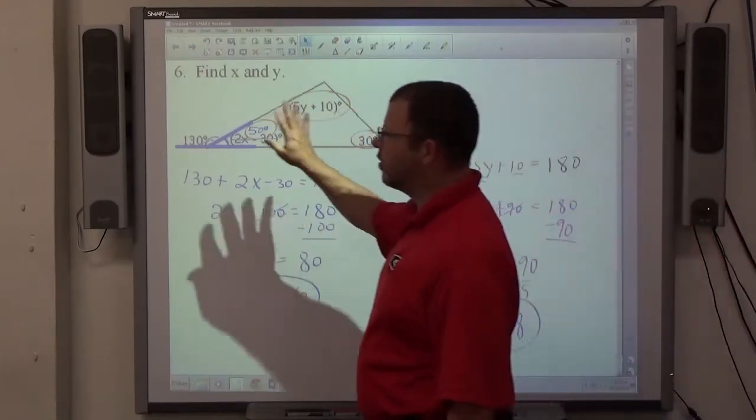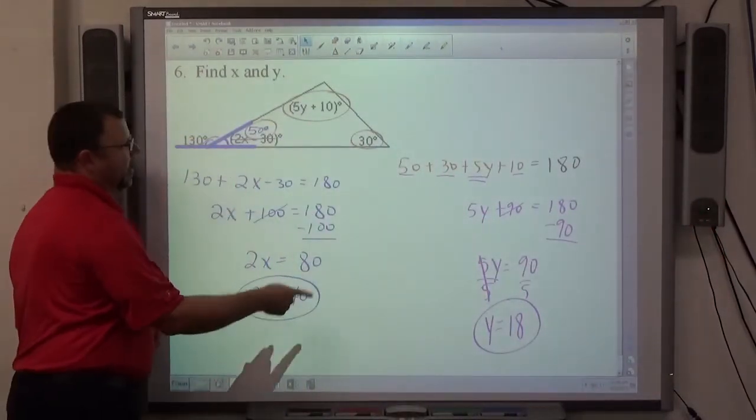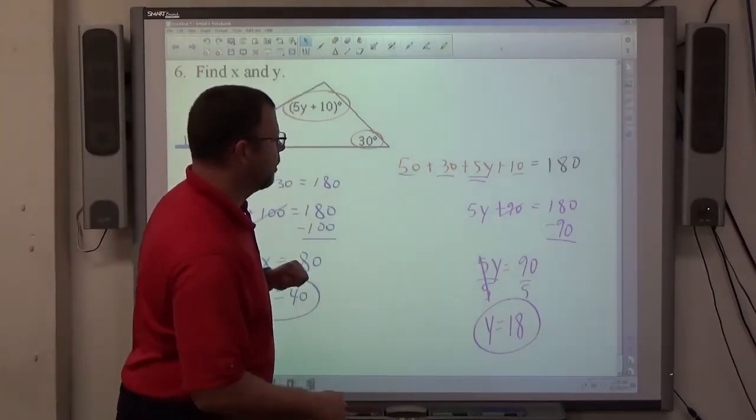So 180 degrees in a straight line, 180 degrees in a triangle. After you find x, use x to find the measure of that angle to be able to find the answer to that equation.